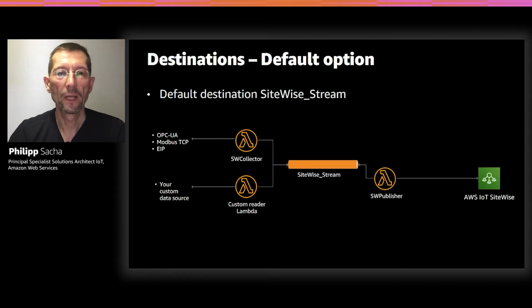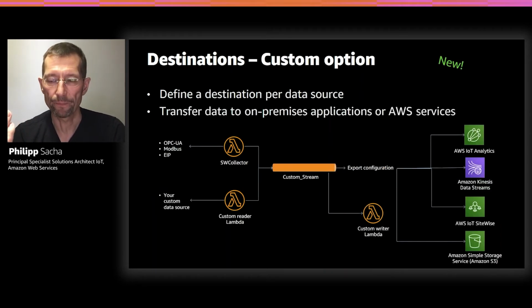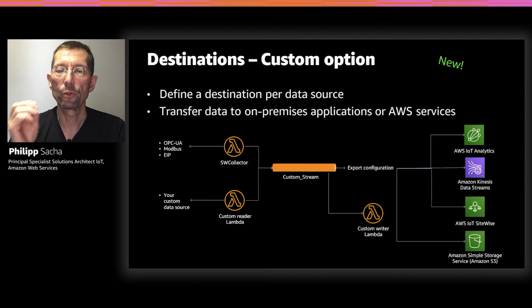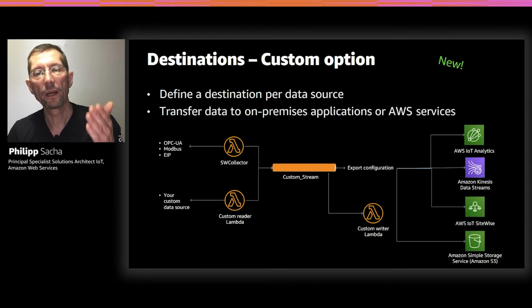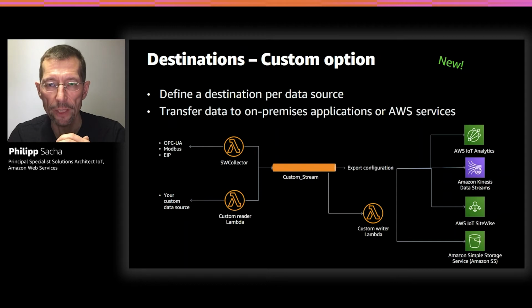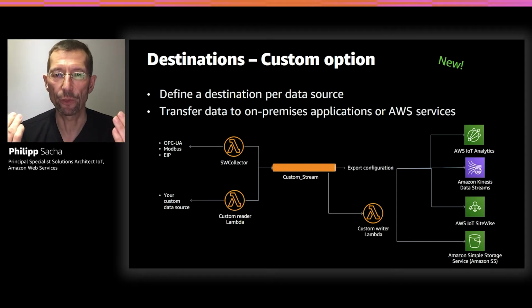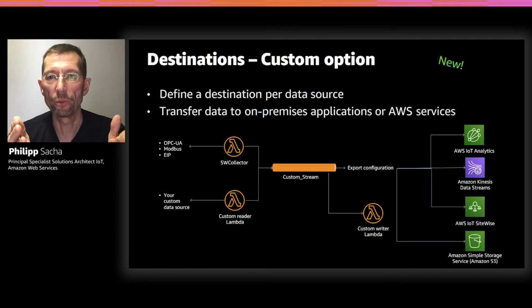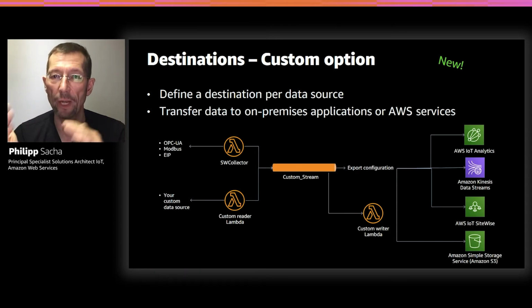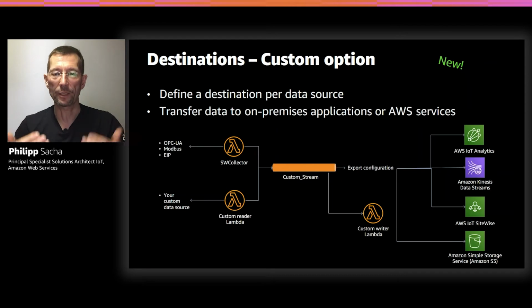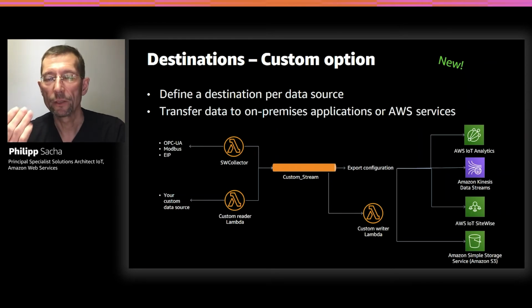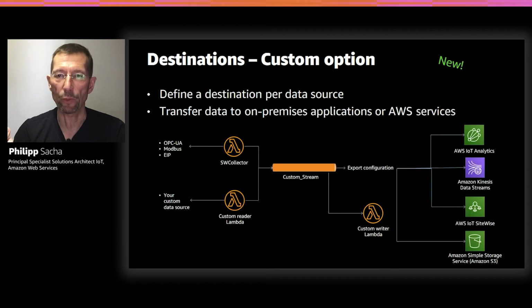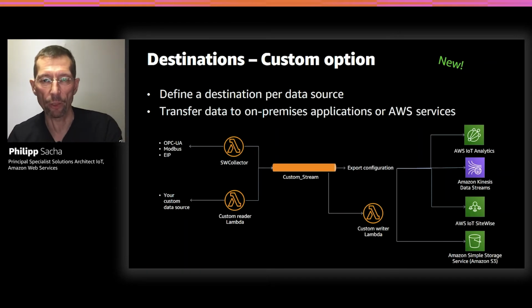So next, let's take a look at the new custom option. We also launched a feature at re:Invent so that you can send data to your custom stream. You will still use the collector Lambda function from the SiteWise connector, but then you define a custom stream. You can also use your own custom Lambda function and write to the custom stream. So what can you do with a custom stream? For your own stream, you can create a so-called export configuration. An export configuration defines where the stream sends your data to automatically. You don't need to take care of this.